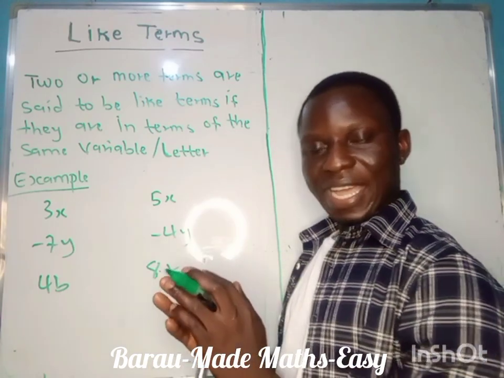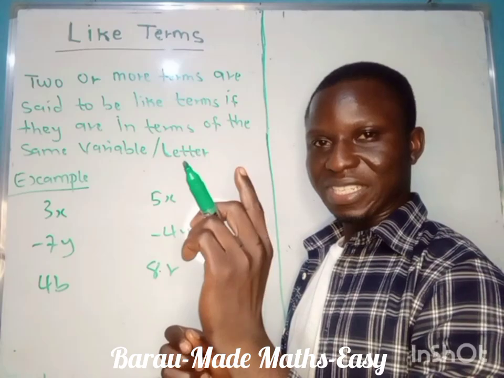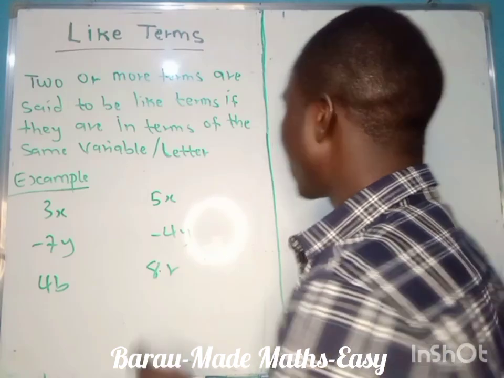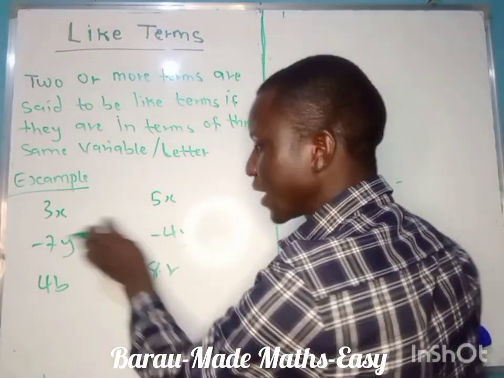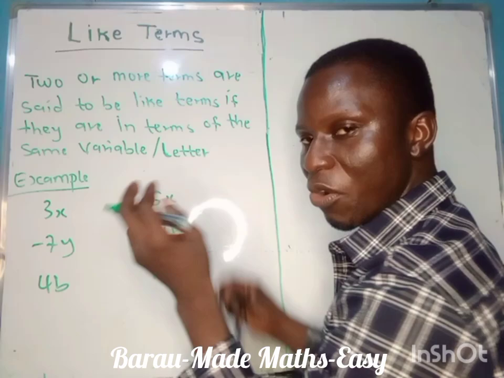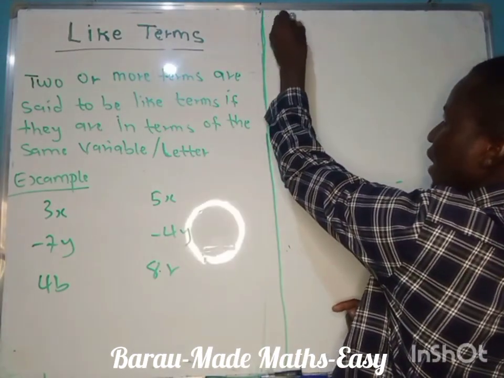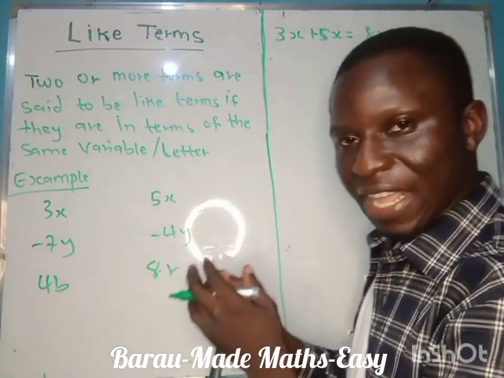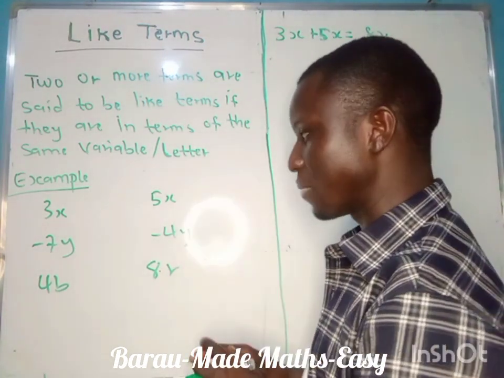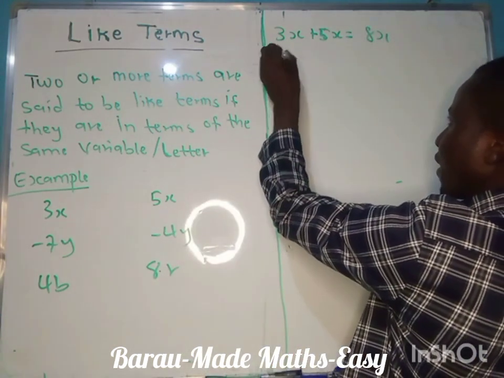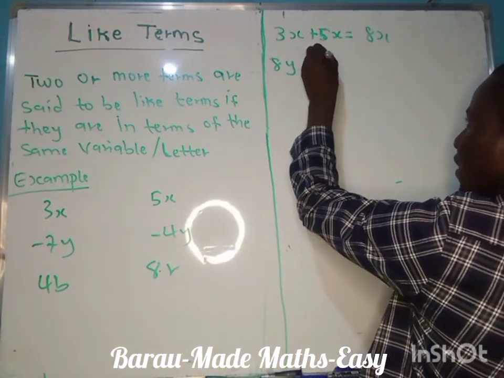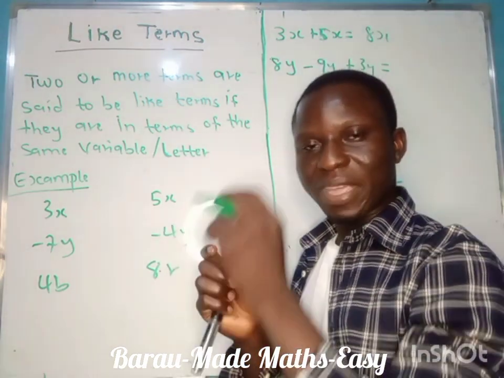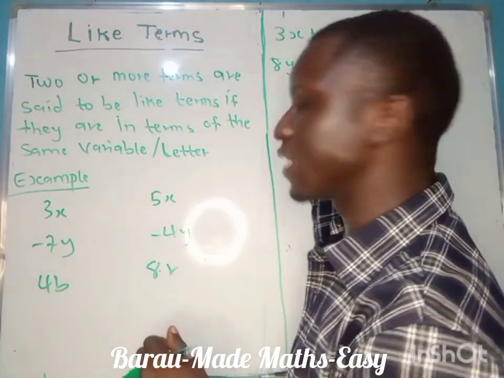So when two terms are alike, we can combine them to form a single term. We can combine them using addition or subtraction to have a single term. Example, from our first example here, 3x and 5x, they are like terms. We can combine them to have a single term as 3x plus 5x equals 8x. Because they are alike, we are able to add them or combine them to have a single term. Similarly, if we have 8y minus 9y plus 3y, these three terms can be combined to form a single term because they are alike. All of them are in terms of y.